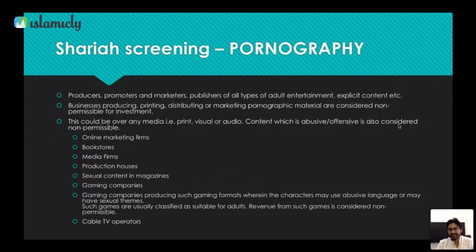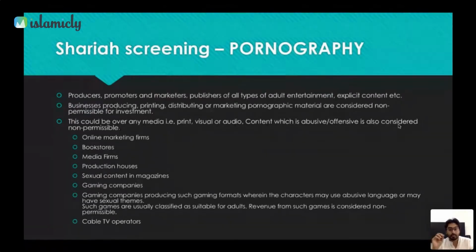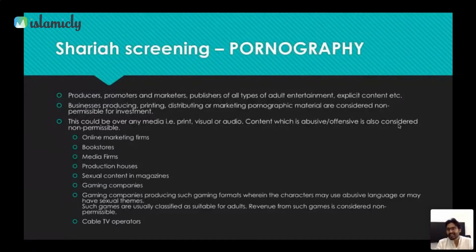Let's move on. Another non-permissible activity is pornography, right? So the entire industry is out. Okay, so let's go through it one by one. So producers of pornography, promoters of pornography, marketers of pornography, publishers of all types of adult entertainment, explicit content are considered non-compliant activities. Secondly, businesses producing, printing, distributing, or marketing pornographic material are considered non-permissible as well. So if you're not producing it, but you're redistributing it or printing it or publishing it, that activity is also considered non-permissible.